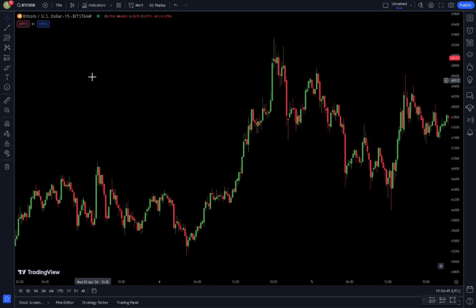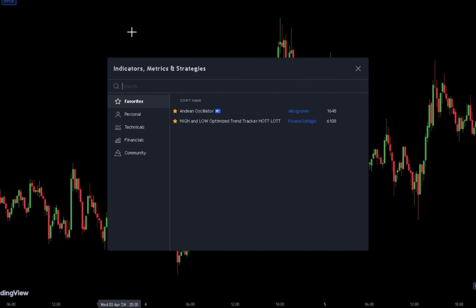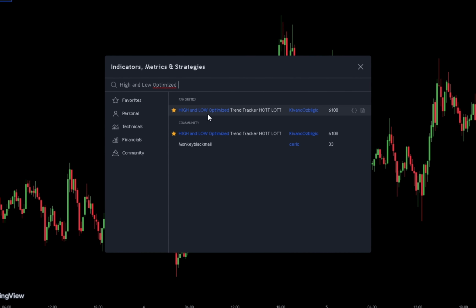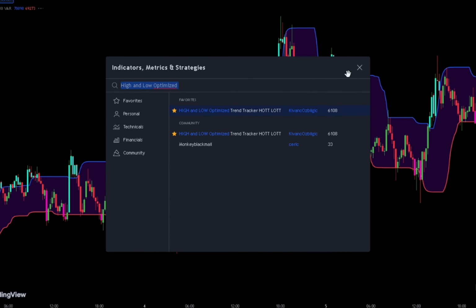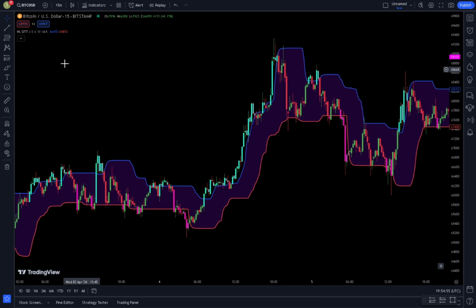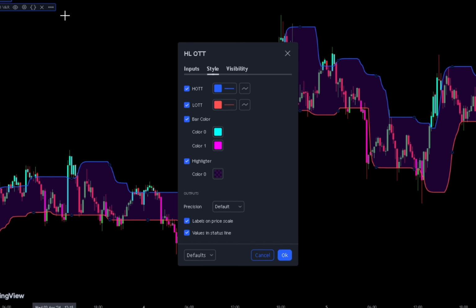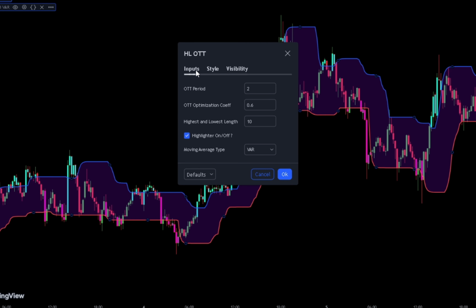Go to the Indicator Search tab and type in High and Low Optimized Trend Tracker. Select High and Low Optimized Trend Tracker from Cabanas, Belgique. Next, access the settings for the indicator. For this video, we will change the moving average type to EMA. Click OK to confirm the changes.